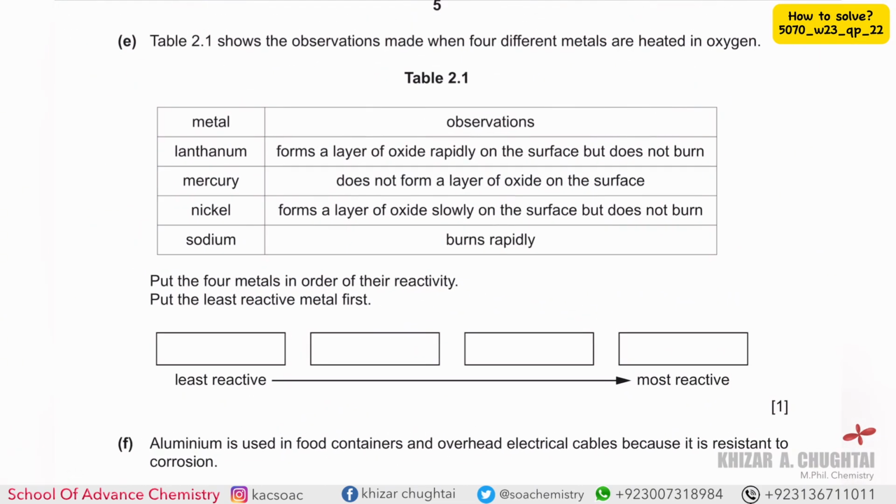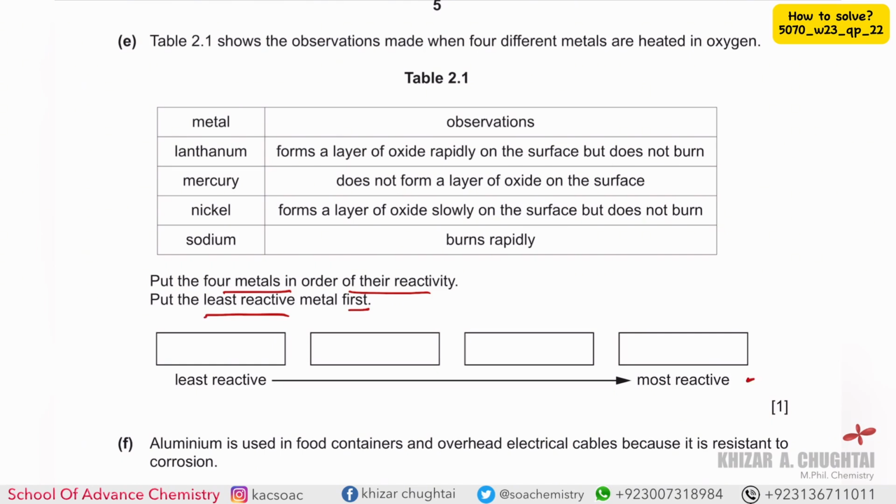Question E, table 2.1 shows observations made when 4 different metals are heated in oxygen: lanthanum, mercury, nickel, sodium, and here is the list of observations. Put the 4 metals in order of their activity, with the least active metal first and the most active metal at the end.